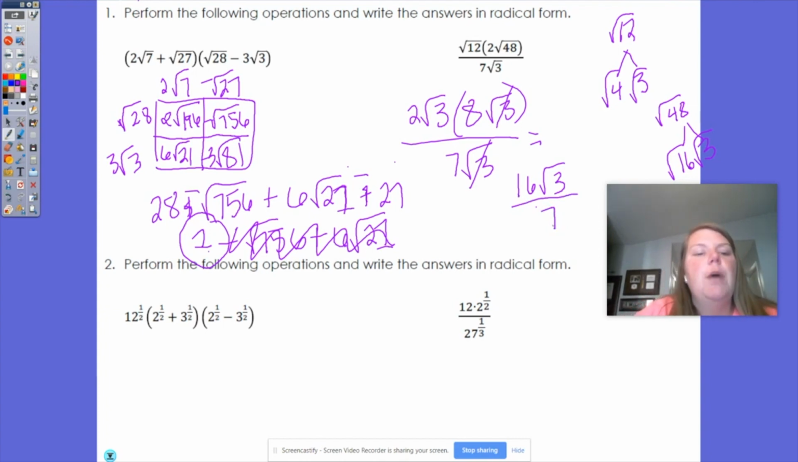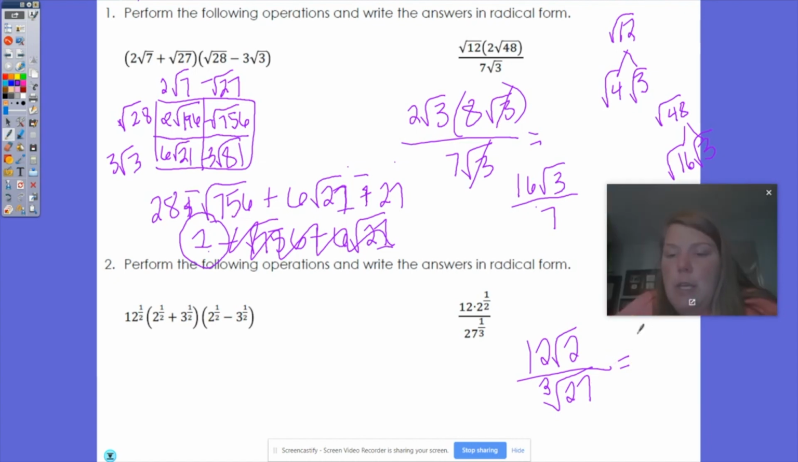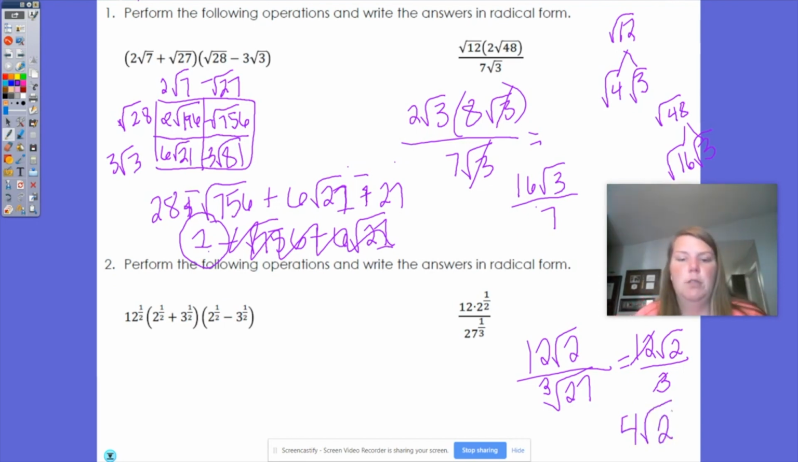Okay, number 2, I'm just going to go ahead and rewrite one of these first. It's the same stuff we were doing in number 1. It's just we got to rewrite them as radicals. So I'm going to look at the second one. So 12 times the square root of 2 over the cube root of 27. And the cube root of 27 is a perfect cube. It's 3. So we have 12 times the square root of 2 over 3. And actually 12 divided by 3 simplifies to just 4 times the square root of 2. And that's as simple as we could get that one.